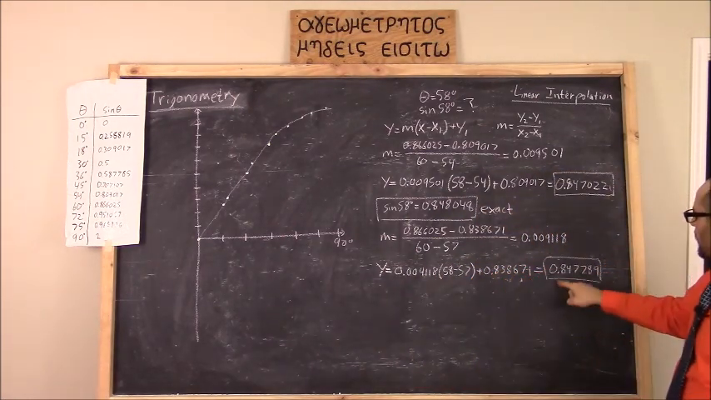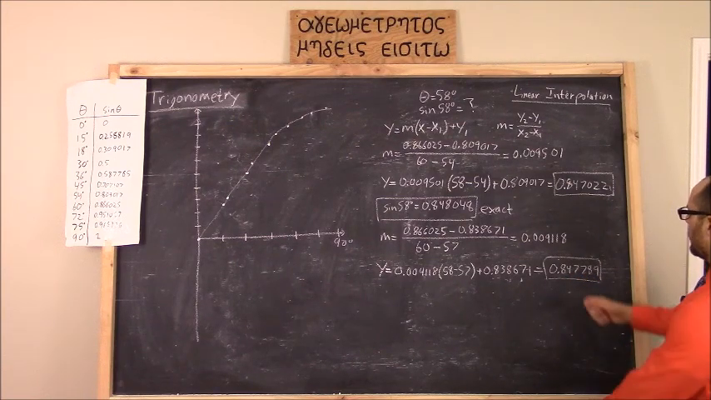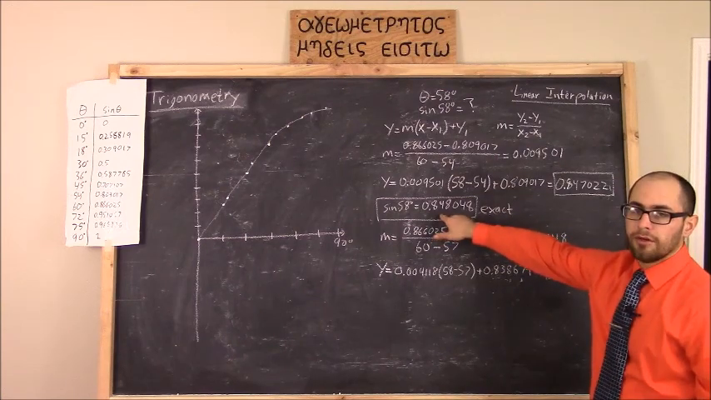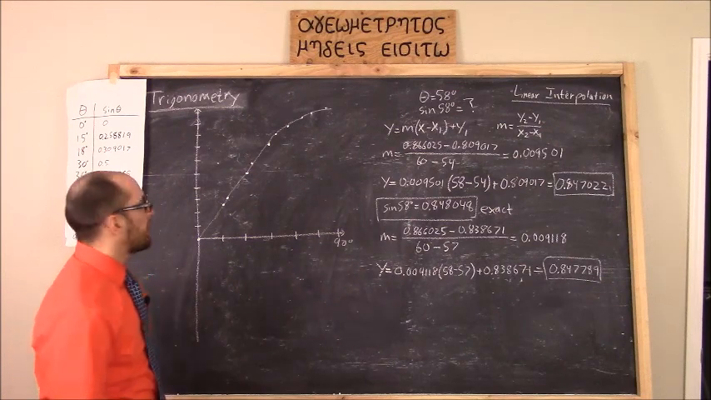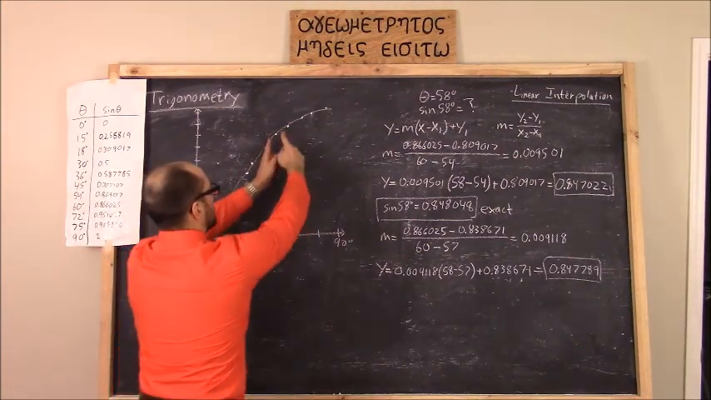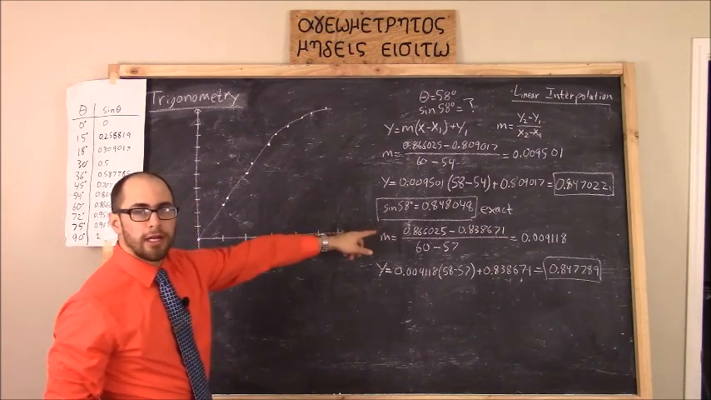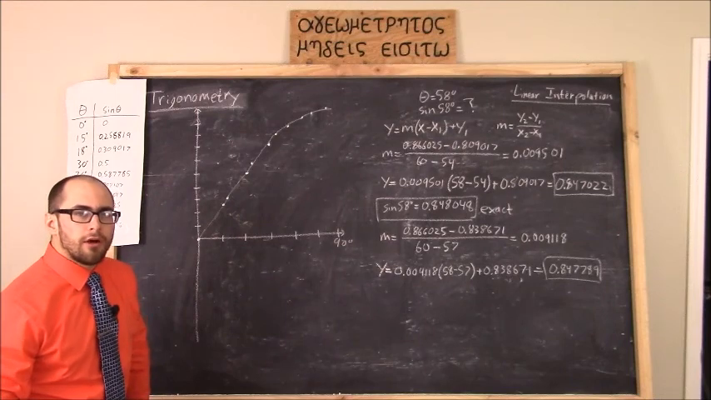And I get 0.847789. Notice how this answer is closer to the exact value than our previous answer. So in short, by making a narrower range, by closing in the gap, we get a more accurate answer in interpolation. What does this look like on the graph?